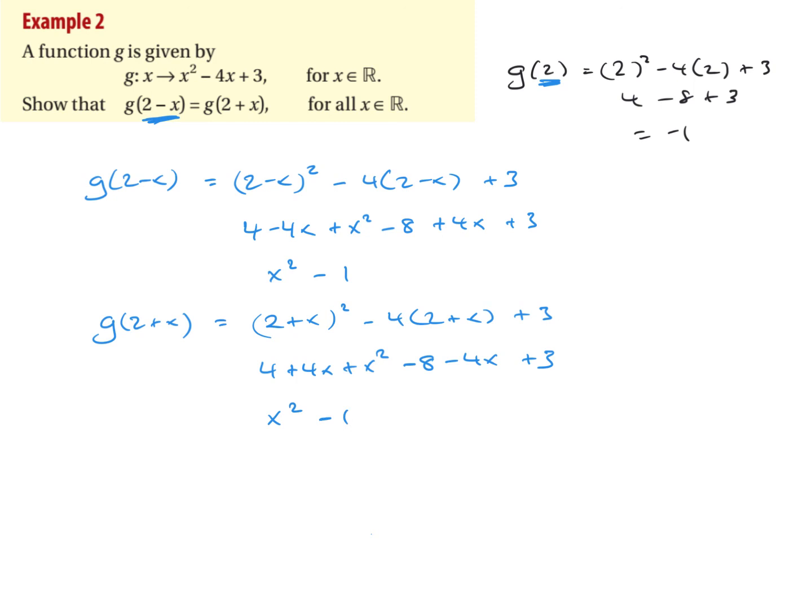And that means we can see that g of 2 minus x, which gave us an answer of x squared minus 1, is equal to g of 2 plus x, which gives x squared minus 1. So these two functions are indeed equal. So we can show that g of 2 minus x is indeed equal to g of 2 plus x.